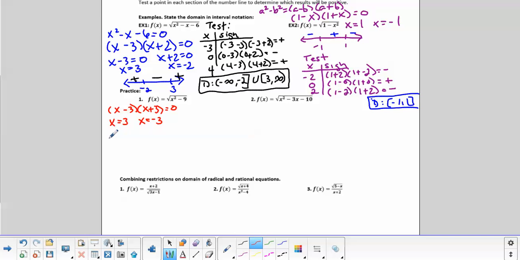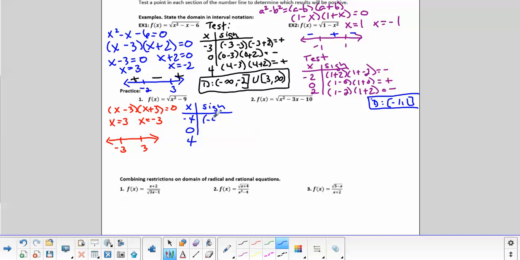So on your number line, put your key points. Negative 3, positive 3. And then we need to test a number in each section. So x and the sign. A number that's smaller than negative 3, I'm going to put negative 4. A number between these two, I'll put 0. And a number greater than 3, I'll put positive 4. And plug those into your factors.